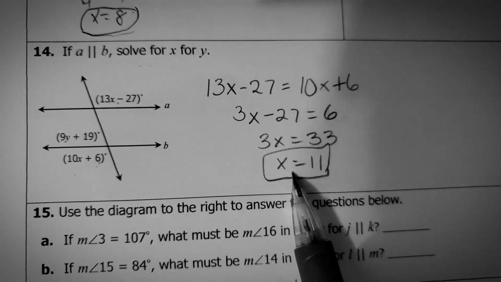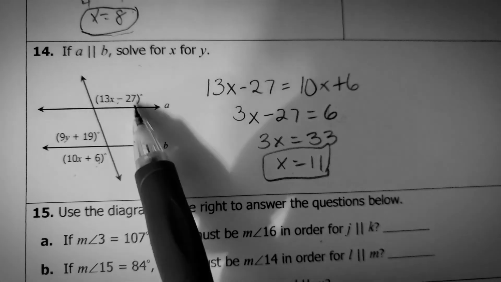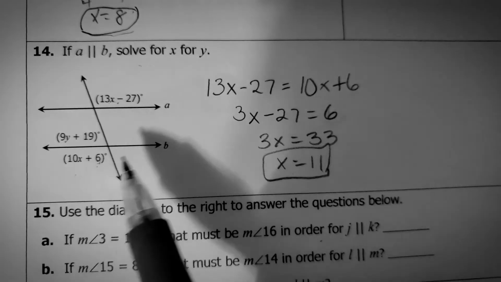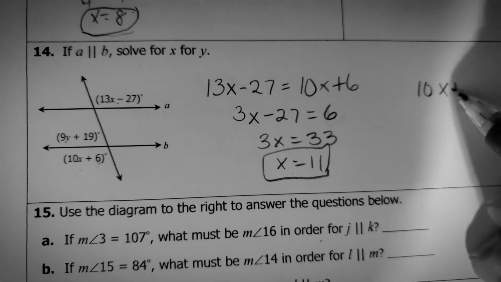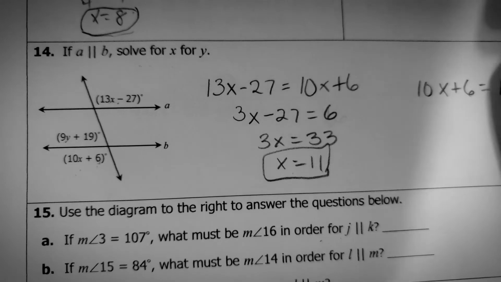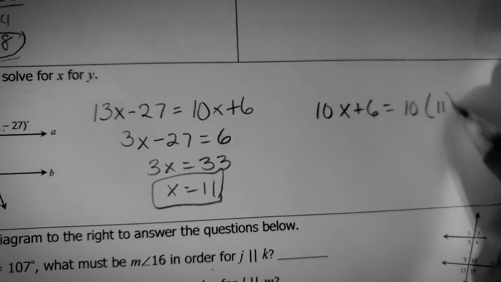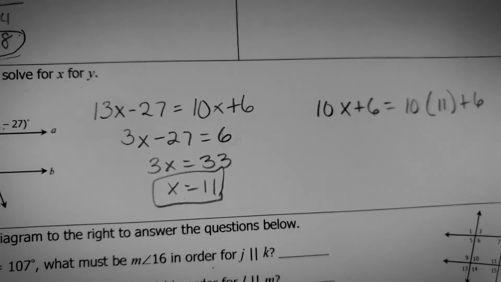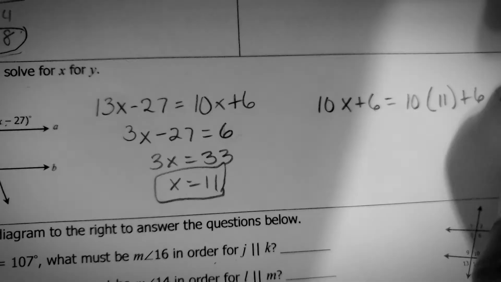So I'm just going to take x being 11. I'm going to plug it into either one of the angles. Okay, I'm going to plug it into this one here. So I'm going to say, well, 10x plus 6 will be equal to 10 times 11 plus 6. And that's going to give me 116.